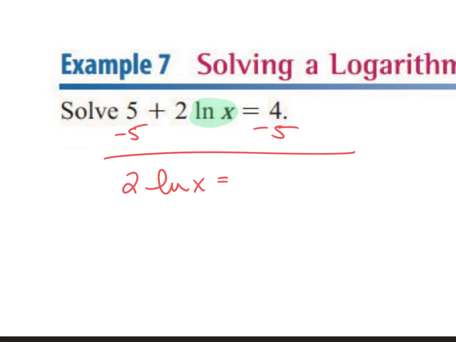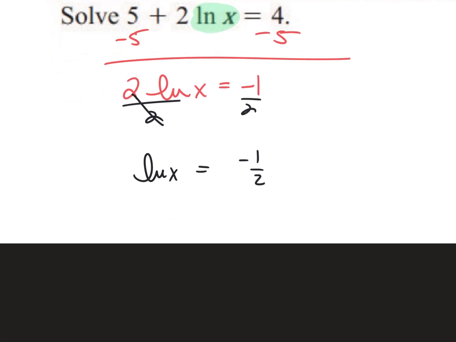So I have 2 times the natural log of x equals negative 1. Okay, and then I'm going to divide by 2. So I have the natural log of x equals negative 1/2. All right, I have the natural log all by itself, so I've got to undo it. How do I get rid of natural log? I'm going to write a big E, and then this goes into the exponent. So what I do to one side, I do where? To the other. I'm going to write a big E, and then my negative 1/2 goes in here. So what happens with E and ln? They cancel, and I get x equals. What is e to the negative 1/2 power?